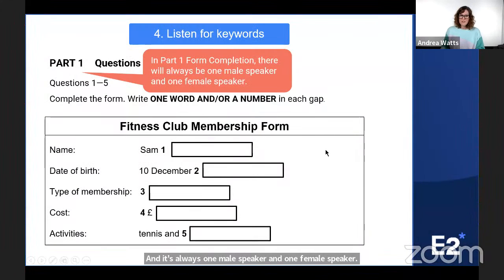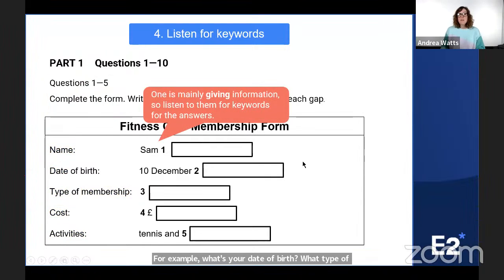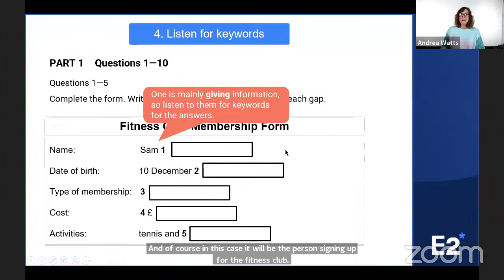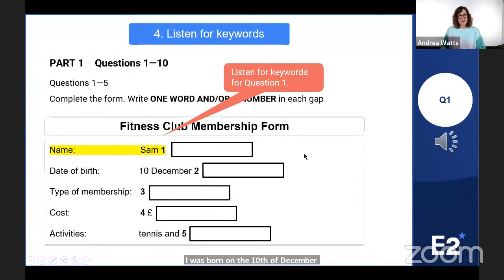So this is helpful because one of those people will mainly be asking for information. For example, they'll be asking questions. What's your name? So listen to that person for keywords from the prompts to help you know which question we're on. For example, what's your date of birth? What type of membership do you want? The other person will mainly be giving the information. And of course, in this case, it will be the person signing up for the fitness club. So listen to that person for keywords for the answers. So he might say, my name's Sam. I was born on the 10th of December. All right.